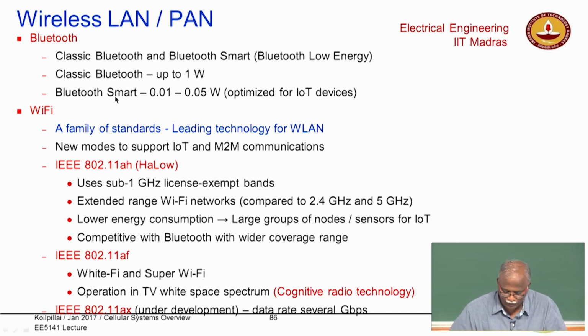So Bluetooth, for example, now has a low power mode which is optimized for applications such as IoT. They call it Bluetooth Smart or Bluetooth low power, which is optimized for that. Classic Bluetooth is itself low power, but now you are talking about something that is even more optimized.